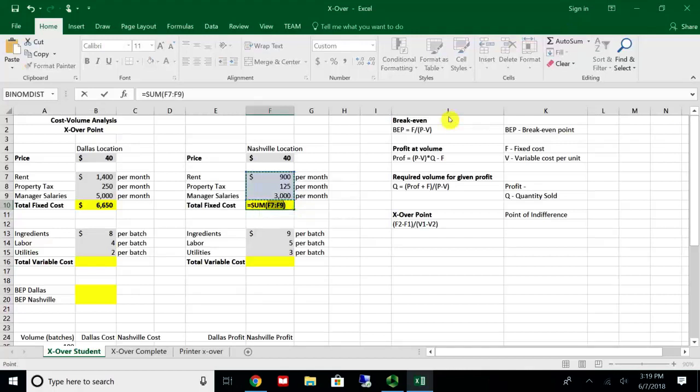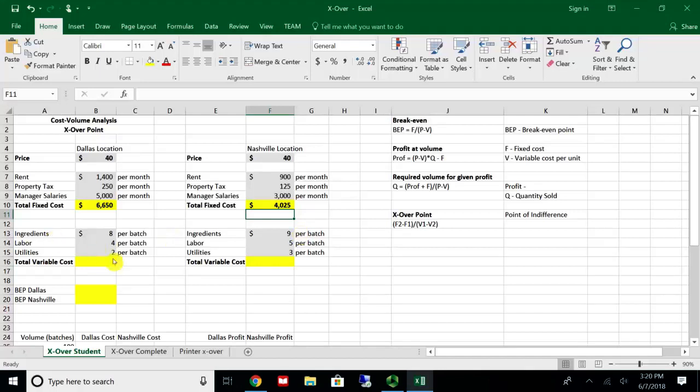And then we're going to do the same thing in Nashville. So we can see right off the bat, Nashville has much lower fixed cost. Everything is cheaper in Nashville than it is in Dallas. Rent, property tax, and manager salary are all less per month in Nashville than in Dallas.